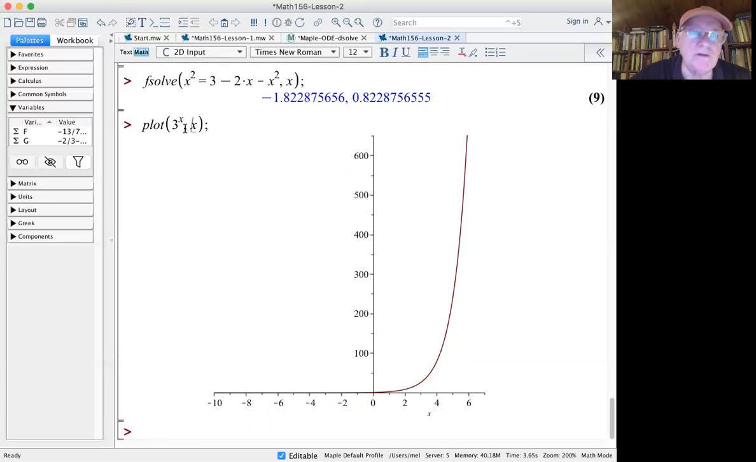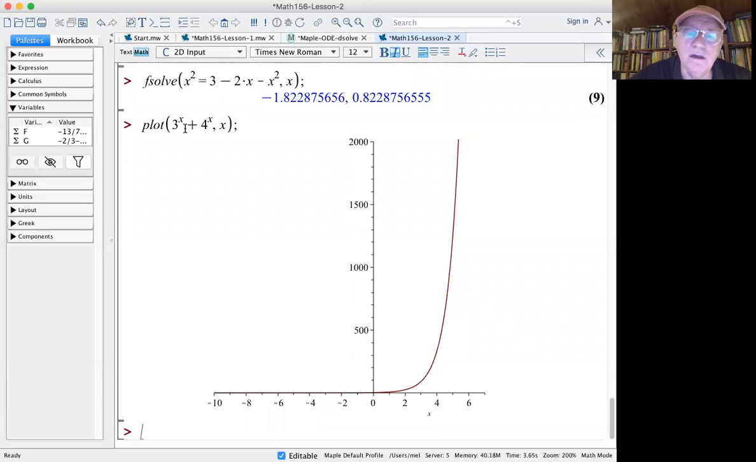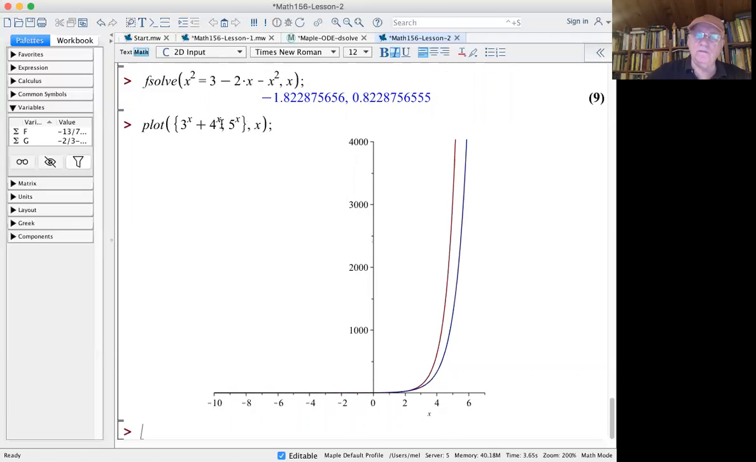Suppose I take two exponentials. Suppose I take 3 to the x plus 4 to the x. Ooh, looks like that. Suppose I take 3 to the x plus 4 to the x, and I also graph 5 to the x. I have these two curves. Where do they cross? It's hard to tell because here they're so small, they're so close together, you can't tell.